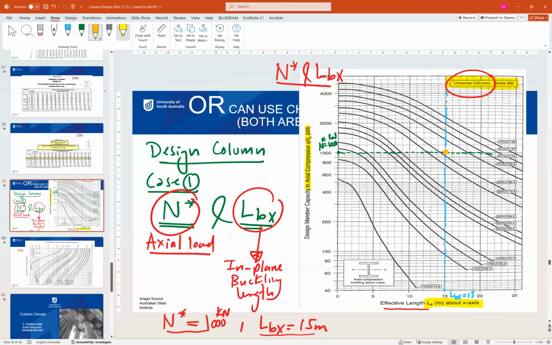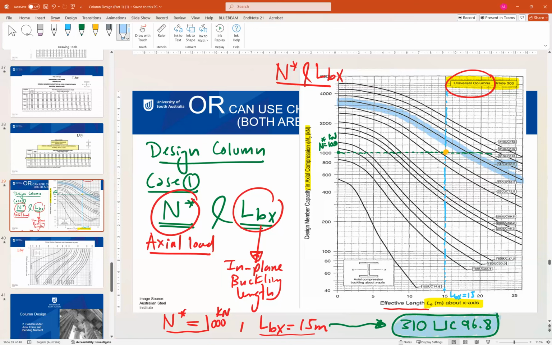So which graph, or which chart, or which plot is our plot? We are between this one and the bottom one, so we are taking the top one. So if we look to the top one, this is our selected chart or selected section. So the design of this column is to use a 310 UC 96.8. So this is our design.